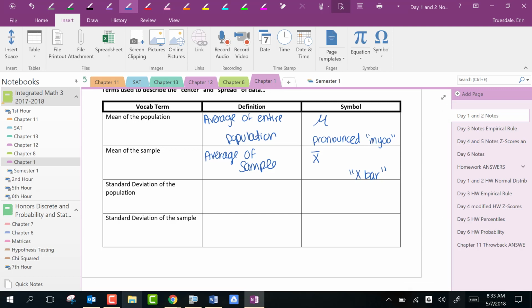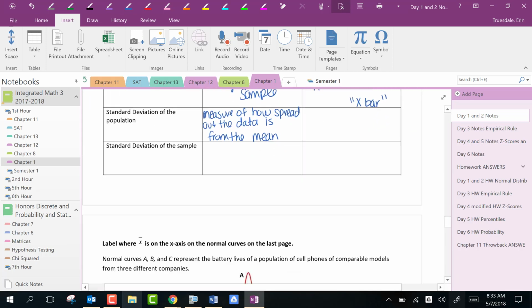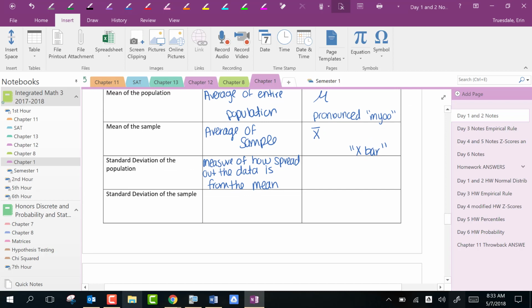Okay, standard deviation is the measure of how spread out the data is from the mean. And if we're talking about the standard deviation of a population, we use this symbol, it looks like a circle with a little hat on it, and it's called sigma.